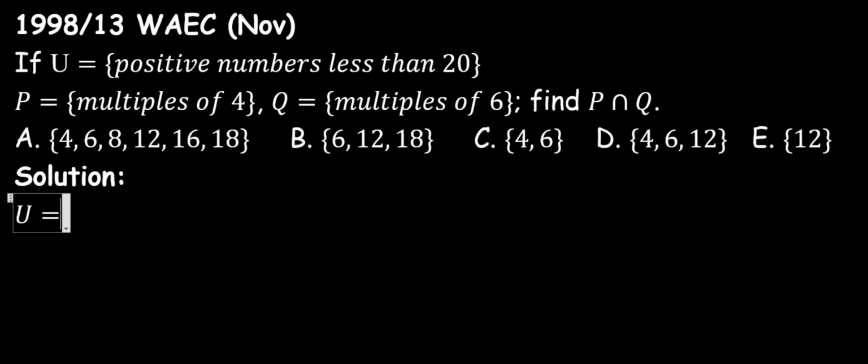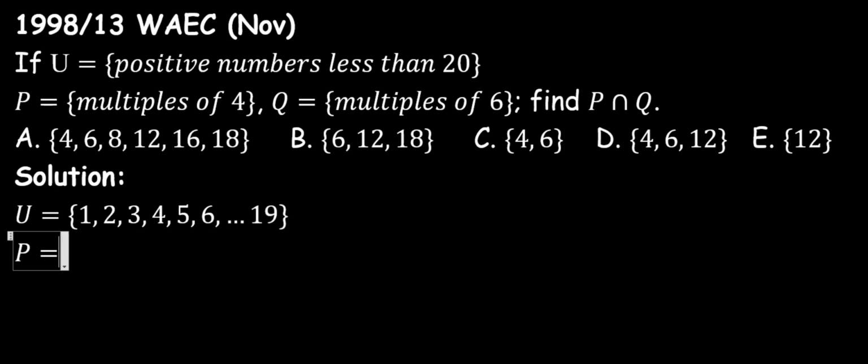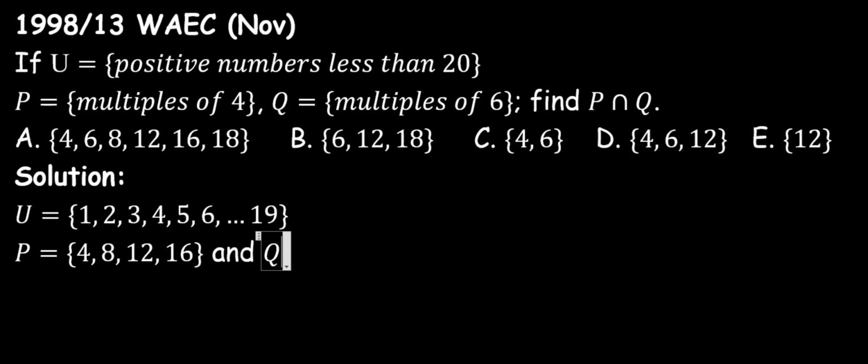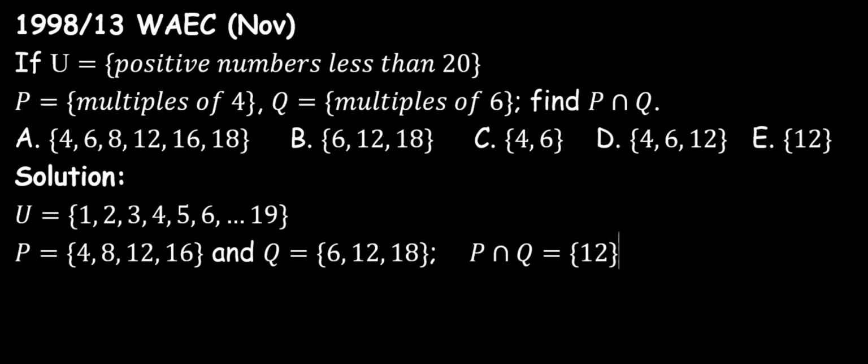Like the universal set, we'll say positive numbers less than 20, and that is 1, 2, 3, 4, 5, 6, on and on, up to 19. Then the subset P, which is multiples of 4, is 4, 8, 12, 16. Then Q, multiples of 6 under this universal set, is 6, 12, and 18. Conveniently, we can now say P intersection Q is equal to 12, because the only common element between them is 12.